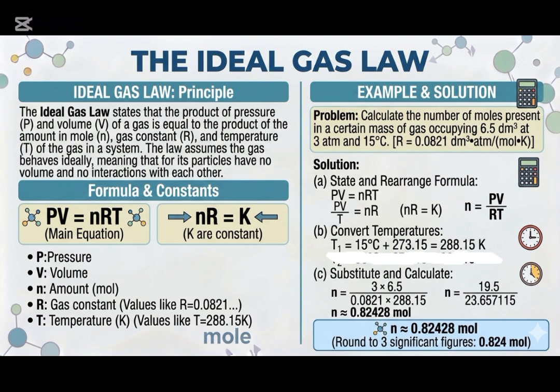Then substituting the values and calculating, we have n equals 3 multiplied by 6.5, all over 0.0821 multiplied by 288.15. Then our answer, the number of moles, becomes 0.82428 mole.